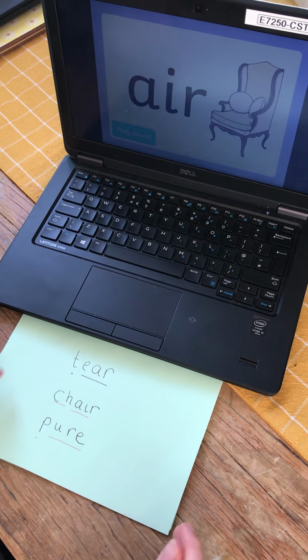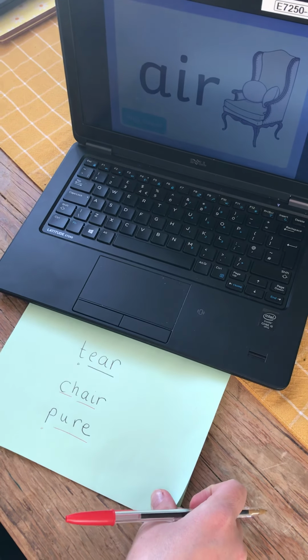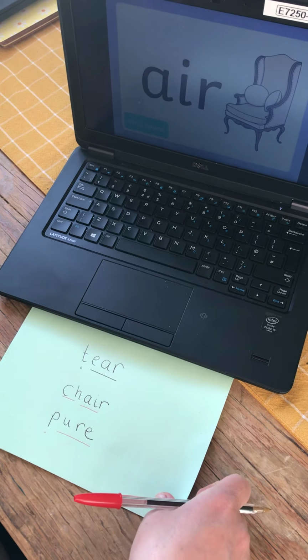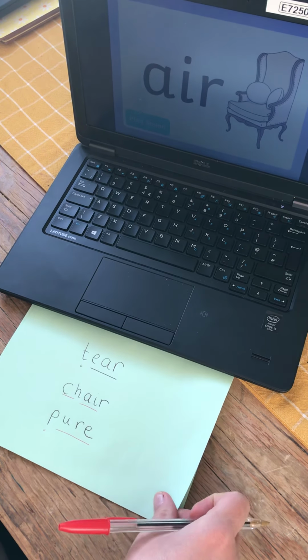Your, pure. So again, just talk about the word, what it means, put it into a sentence. If they're finding this quite easy, challenge them by sound buttoning and then get them to write them in sentences.